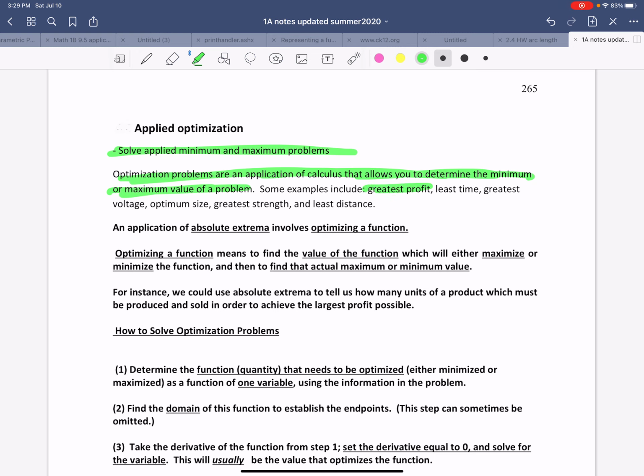For example, we're looking for greatest profit, or least time, or greatest voltage, or optimum size, greatest strength, or least distance. This is an application of absolute extrema and involves optimizing a function. This means finding the maximum or the minimum value of the function.